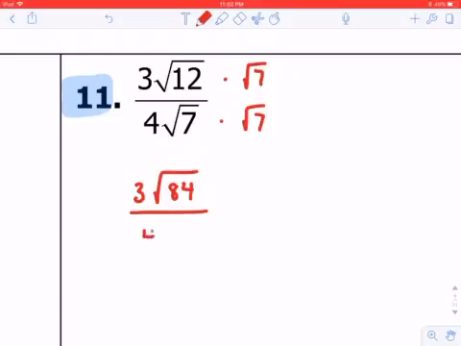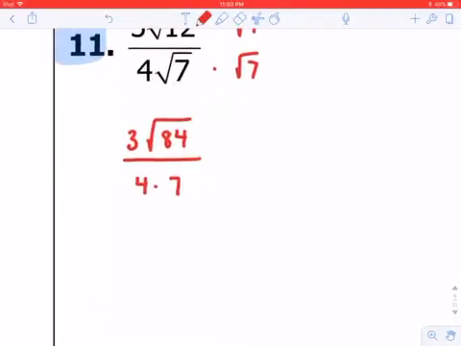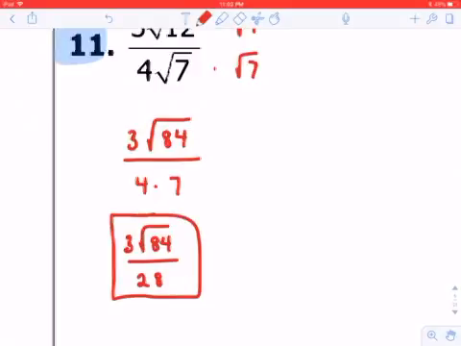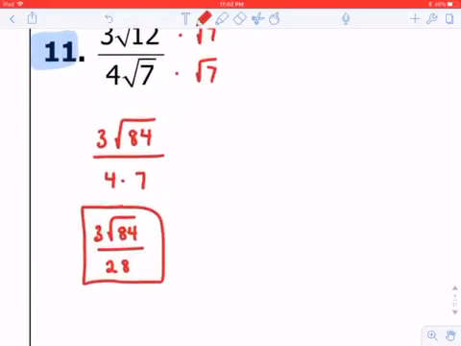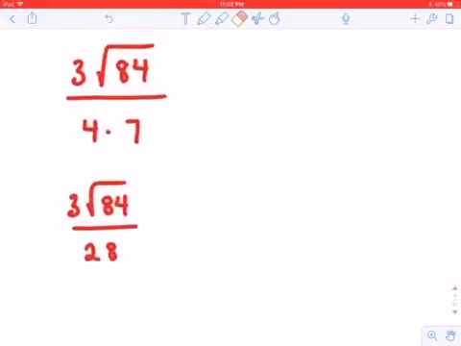And down on the bottom I get 4 times the square root of 49, which is 7. The radical kind of cancels that out. So we end up with 3 square roots 84 over 28. You could try to simplify 84, but here's the thing: 84, actually it does simplify. I should have done that already, my bad. But again, I can't edit, so it's fine.